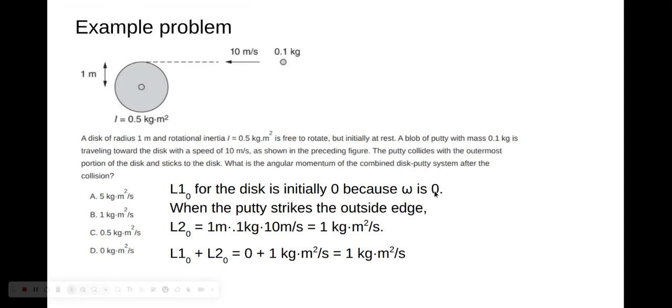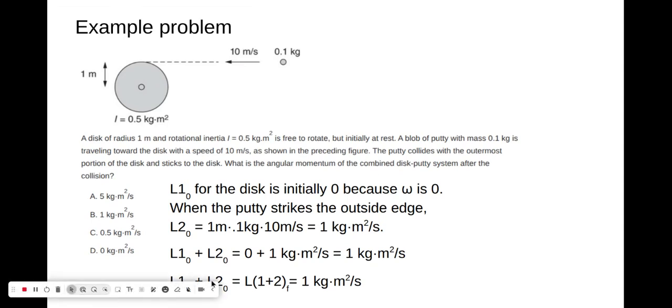Just add these two values together. Well, that's also the momentum afterwards. So in other words, the initial momentum added together equals the final momentum. Now they're stuck together, so I put 1 plus 2 in the same momentum here. Well, if this equals 1, this must equal 1. And so the answer to this question is B.